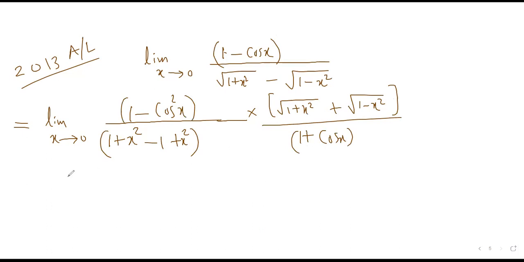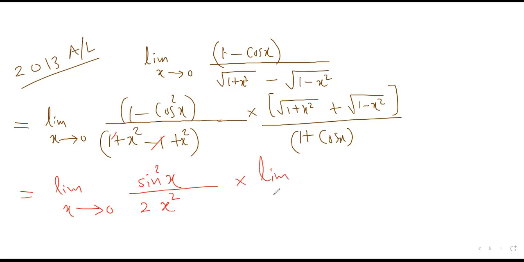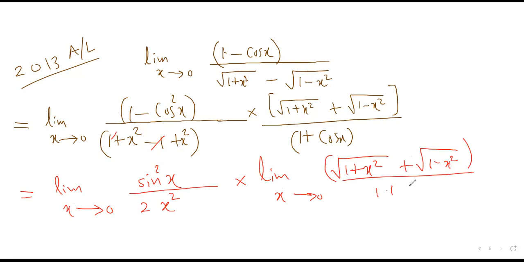Okay. Now minus 1 plus 1 cancel. Then 1 minus cos squared x is sin squared x over 2x squared, into, you have to take both limits as x goes to 0, now 1 plus x squared plus 1 minus x squared over 1 plus cos x.